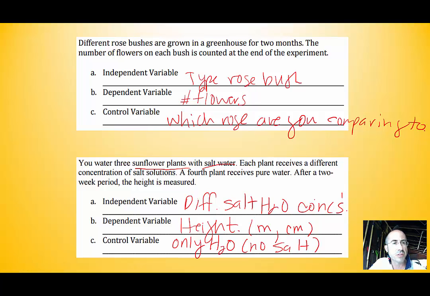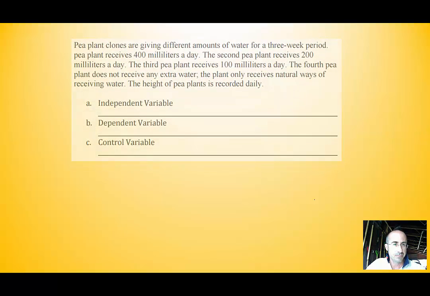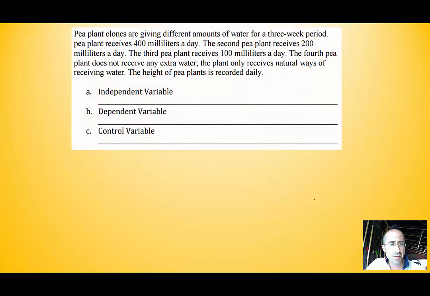Well, let's keep going. Let's do some more practice, because if you understand it in these simple scenarios, you'll be able to apply these even in bigger and broader scenarios. Okay, let's keep going. Read over this pea plant example and hit pause, and then come back when you're done and we will review.